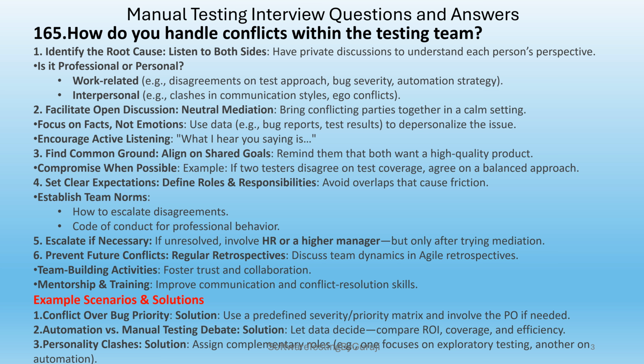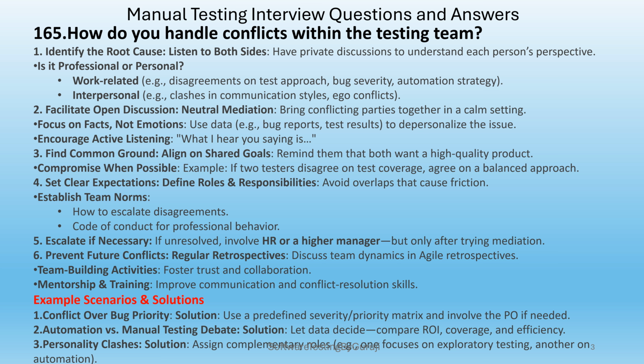Second, facilitate open discussion. Neutral mediation, bring conflicting parties together in a calm setting. Focus on facts, not emotions. Use data, that is bug reports and test results, to depersonalize the issue. Encourage active listening: what I hear you saying is something. Third, find common ground. Align on shared goals. Remind them that both want a high quality product. Compromise when possible. For example, if two testers disagree on test coverage, agree on a balanced approach.